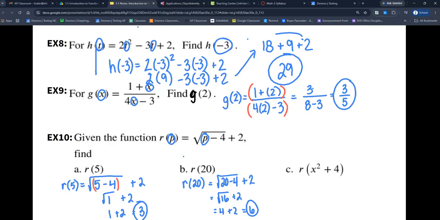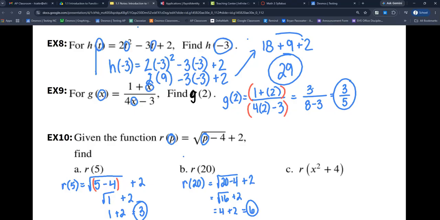You must do what is inside first because there are those invisible parentheses, right? So you cannot square root the 4 until you've already done the 20 minus 4. So 20 minus 4 is what you have to do first. That's going to give you 16, but that's still underneath the square root here.